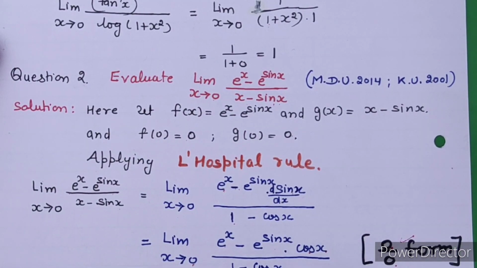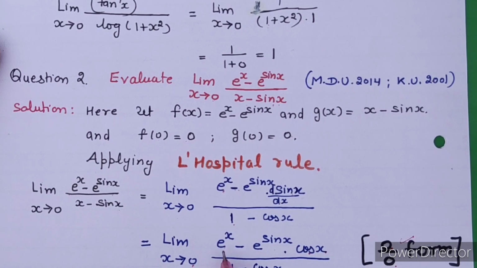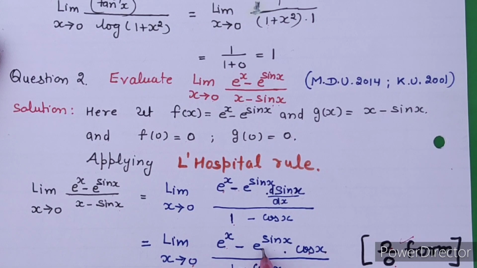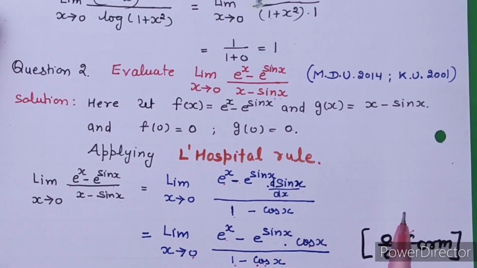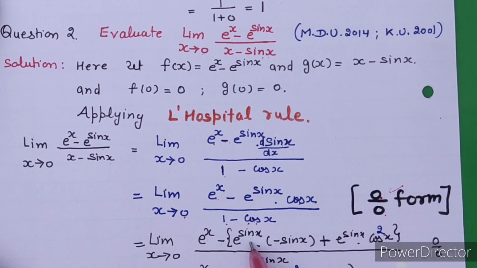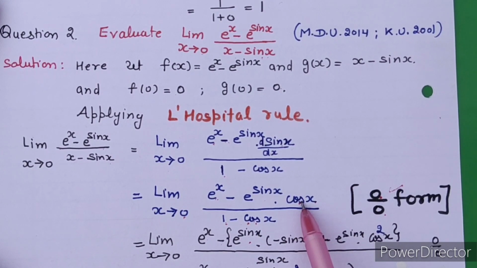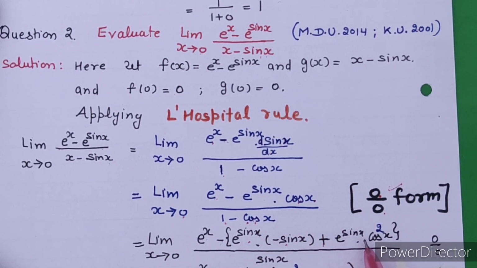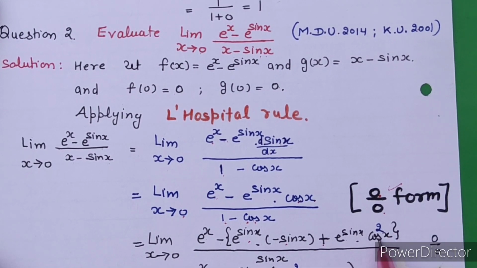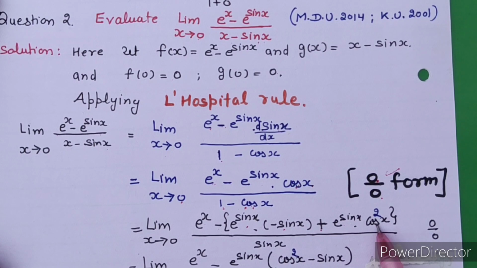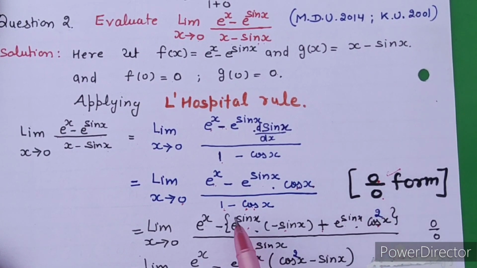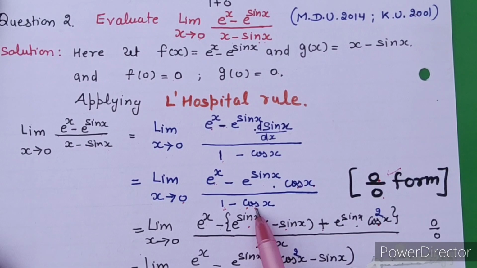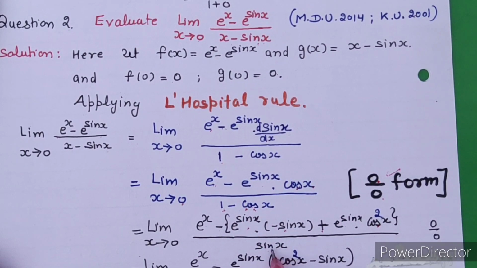Now again apply the L'Hopital rule. So I will write the differentiation of the above function. The derivative of e^x is e^x, minus, here it is u into v form. So when you apply the u into v form, the first function as it is, the derivative of cos x is what? Minus sin x. So I wrote it here. Plus this cos x as it is, the derivative of e^(sin x) is e^(sin x) into cos x. And this gives cos^2 x. Okay, now the derivative of 1 is 0, cos x's derivative is minus sin x. Minus minus becomes plus. So this is sin x.